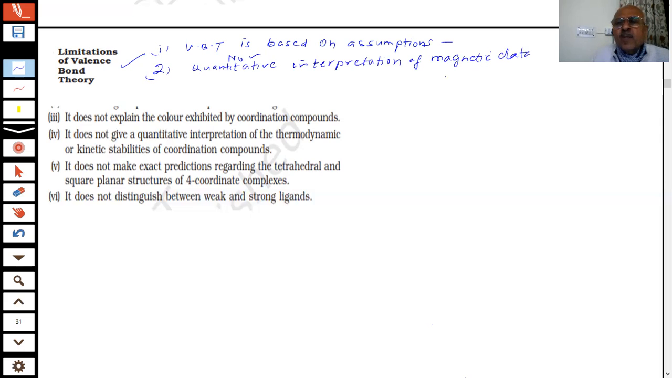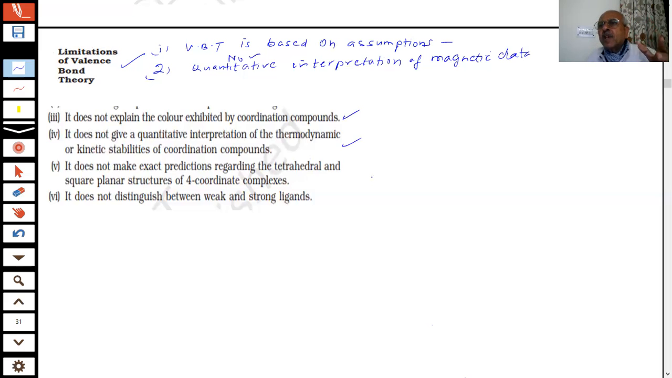And it does not explain the color. Here I have written, it does not explain the color exhibited by coordination compounds. It does not give a quantitative interpretation of thermodynamic and kinetic stability of the coordination compounds. It does not make exact prediction regarding tetrahedral and square planar four coordinate complexes.